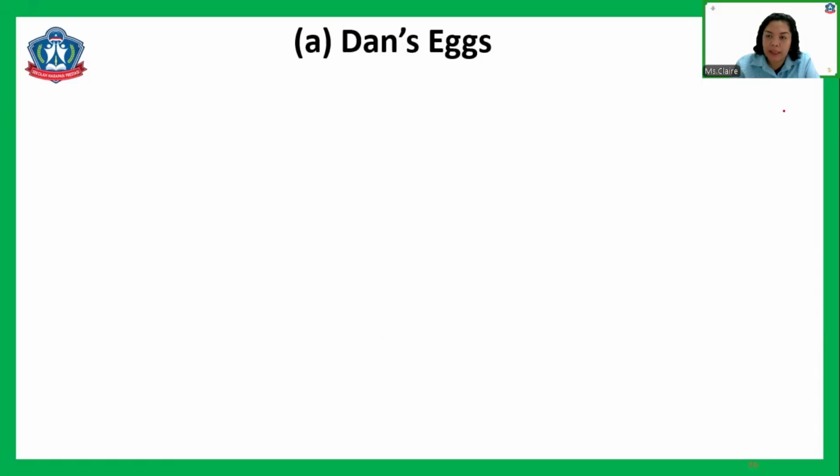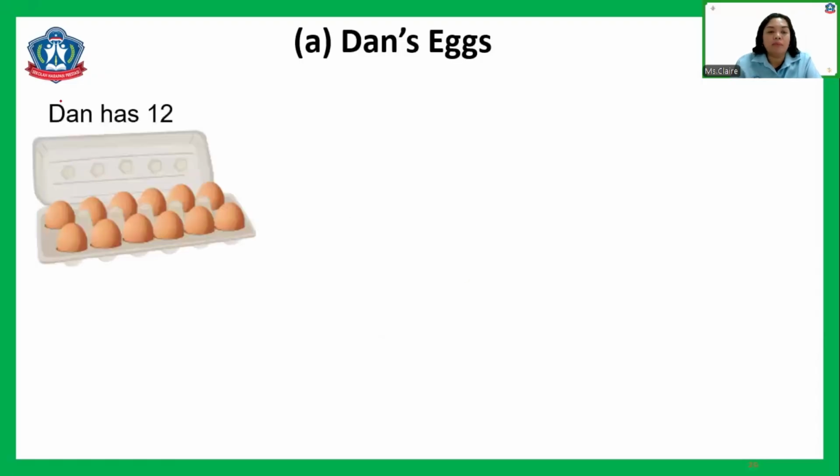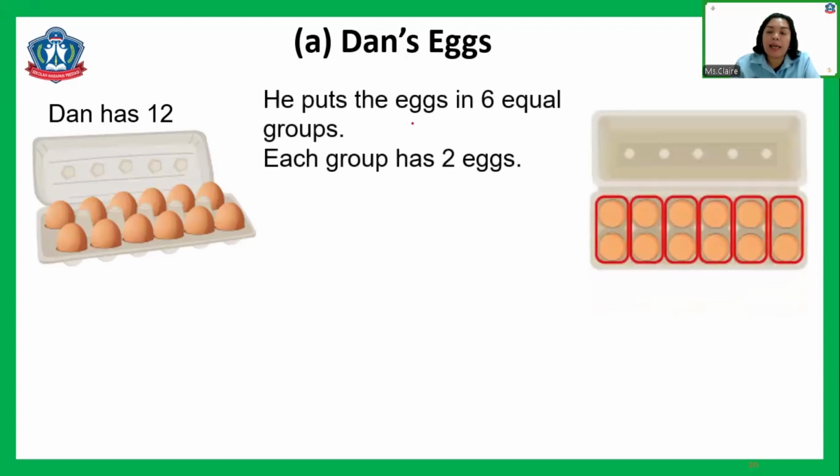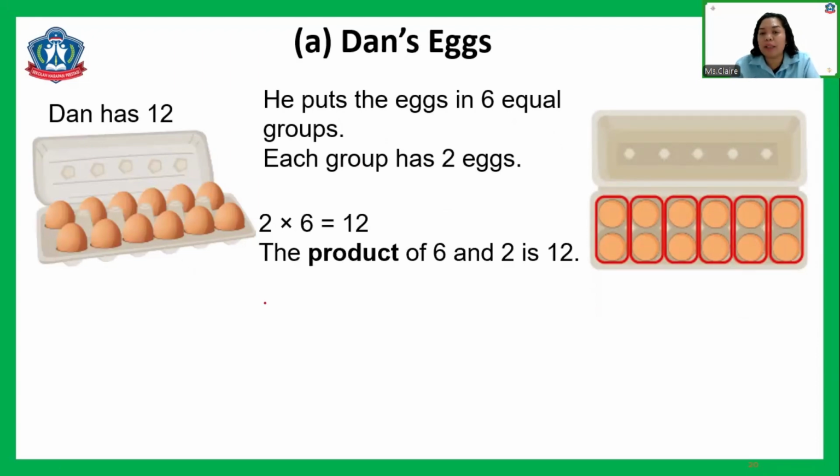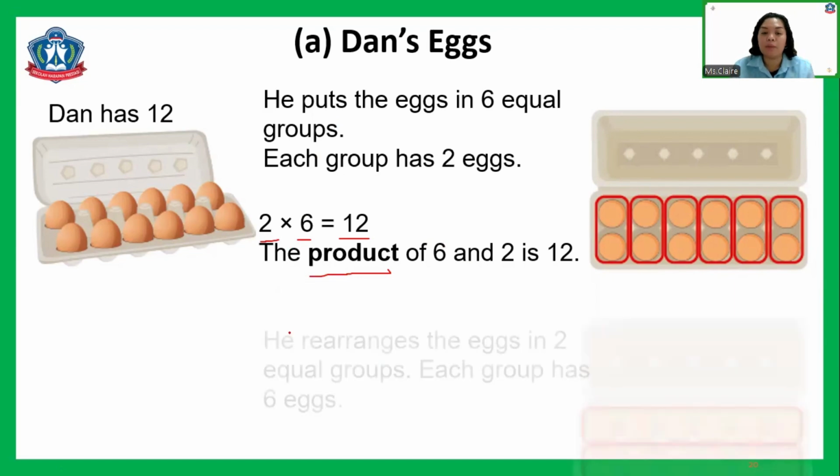Okay, let's continue. Dan's eggs. Okay, Dan has 12 eggs. How did we count that this is equal to 12? He puts the eggs in 6 equal groups, by twos, right? And one group has 2 eggs. So how are we going to write this in a multiplication sentence? We can say 2 eggs, and there are 6 groups, that is 12. So the product of 6 and 2 is 12. When we see product, P2, this is the answer when we multiply 2 numbers.